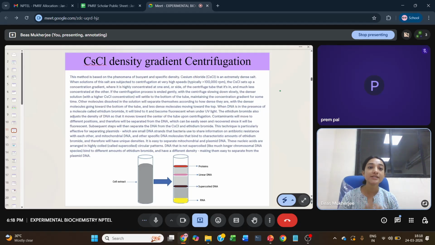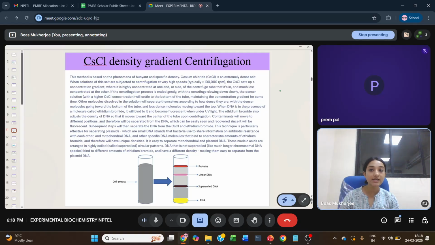Ethidium bromide also adjusts the density of DNA so that it moves towards the center of the tube upon centrifugation. Contaminants will move to different positions and therefore will be separated from the DNA, which can easily be seen and recovered since it will be fluorescent. Subsequent steps will be used to separate the DNA from the cesium chloride and ethidium bromide.